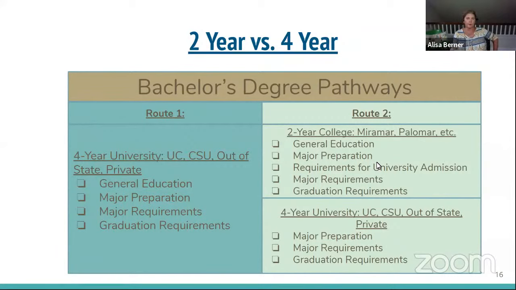The second route is you're doing your 2 years of general education at the community college, ours locally are Miramar, Palomar, Mesa, Grossmont, et cetera. And you're preparing for your major, and then you can either do a guaranteed admission contract to transfer, or you apply like you are now to make that transfer, and you're considered a transfer student. And you go to the four-year university and finish off your last 2 years to finish with that major. You do your upper division major requirements as well as your upper division general education requirements.